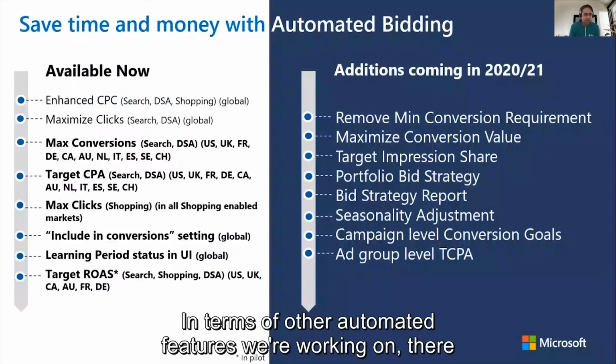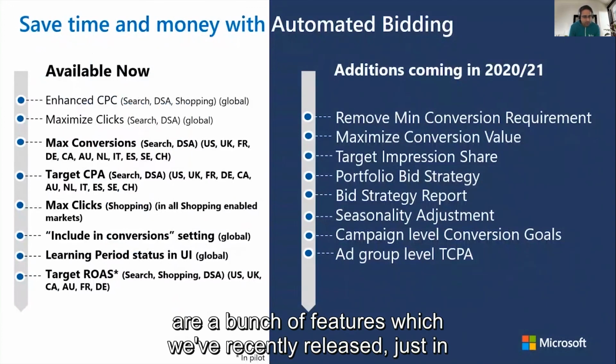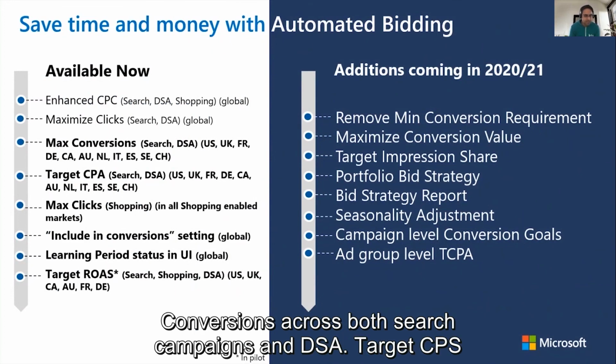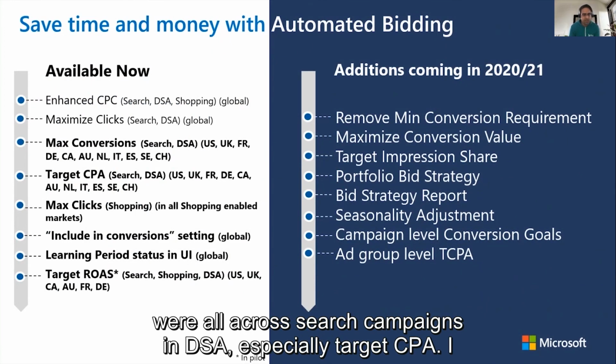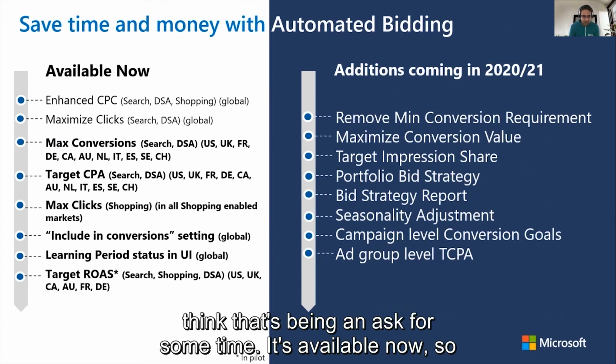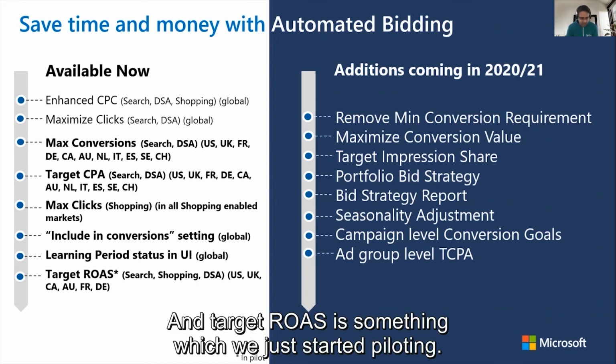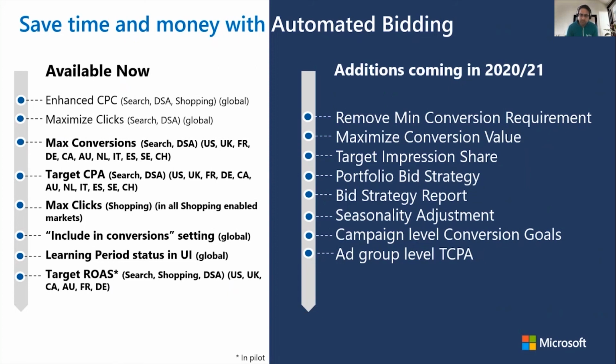In terms of other automated features we're working on, there are a bunch of features which we've recently released, just in case you're not aware. So we've launched max conversions across both search campaigns and DSA, target CPA as well across search campaigns and DSA, especially target CPA. I think that's been an ask for some time. It's available now, so please go and use it. We also have max clicks, and target ROAS is something which we've just started piloting.